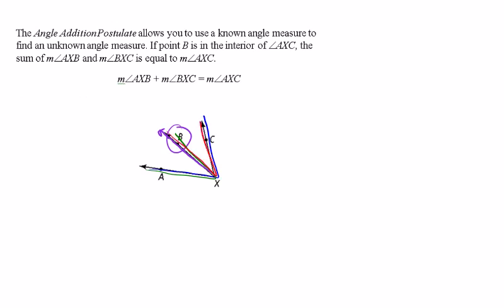BXC, right? So what the angle addition postulate says is if you add AXB, which is the green one that I did, with BXC, then you get AXC, right? So basically the sum of the parts is equal to the whole, just like with the segment addition postulate. So hopefully that's intuitive, but definitely bring questions to class if you have them.